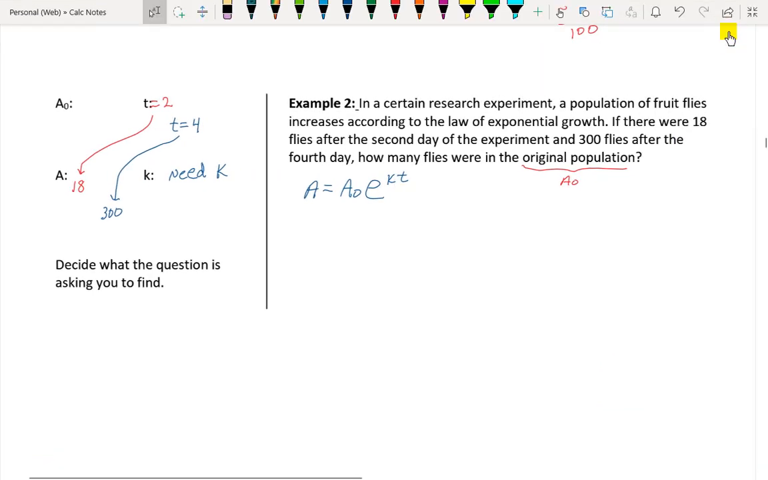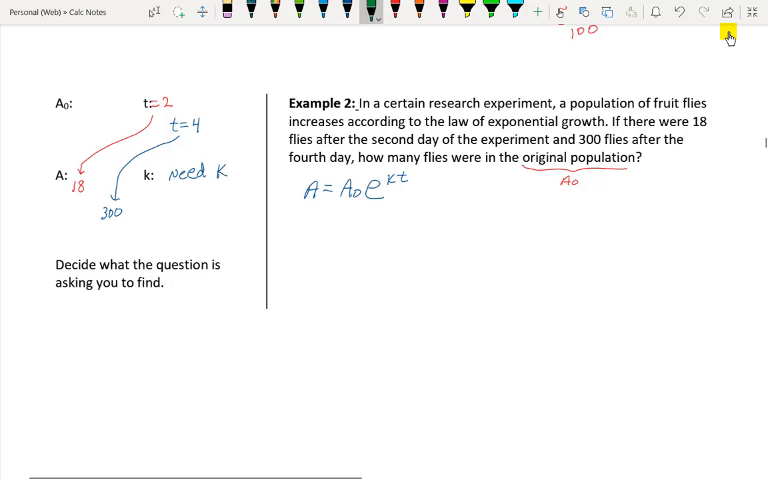All right, we're back. So in the first one, we had enough information so that we could plug in for t, a, and a sub 0, and then we could solve for k. The problem here is we've got 4 variables and we only have 2 pieces of information that we can plug in. We can either plug in 2 with 18 or 4 with 300. So I'm just going to write both of those out and we're going to see what we're looking at here.